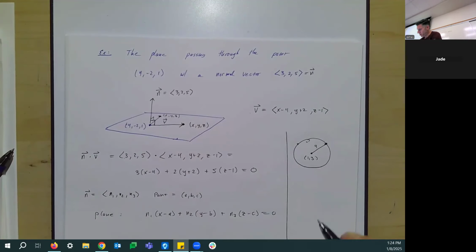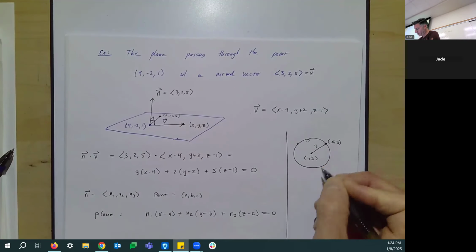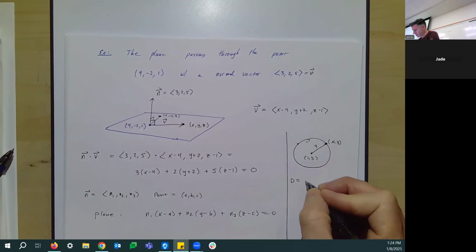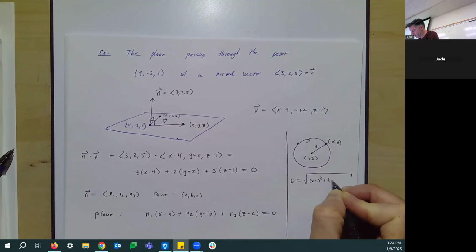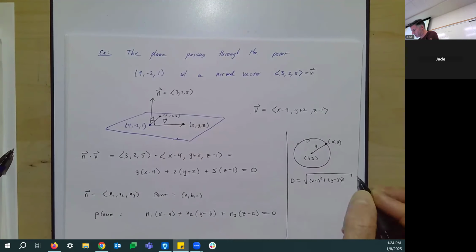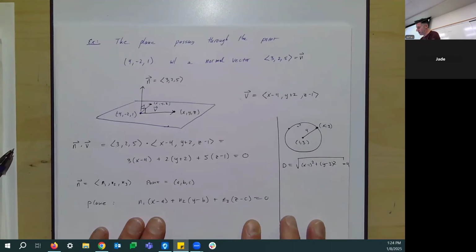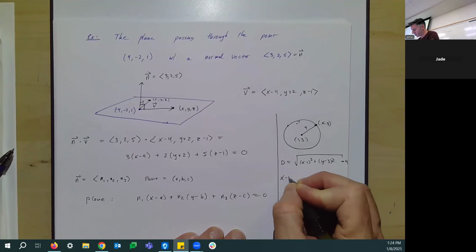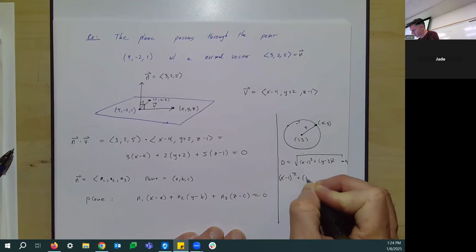So we say, okay, well, let your point be (x, y). The distance is the square root of (x minus 1) squared plus (y minus 3) squared. But the distance is actually equal to 4. Sorry, I'm squeezing it in there. That's terrible. And then if you square both sides, you get exactly what we're used to seeing as the equation of a circle.